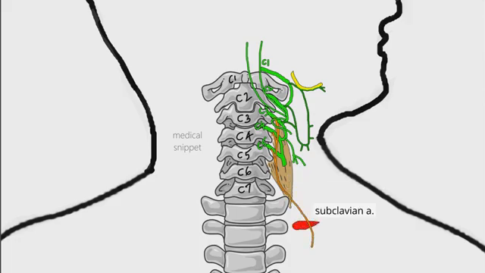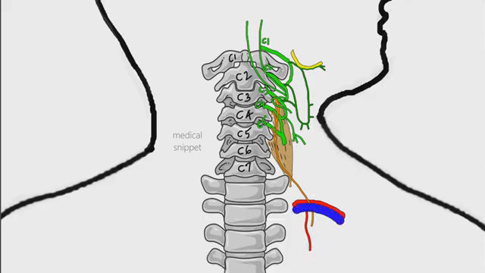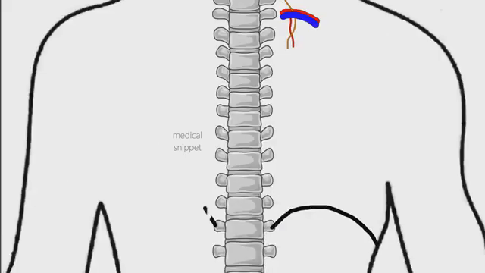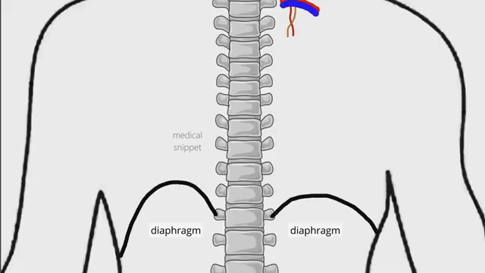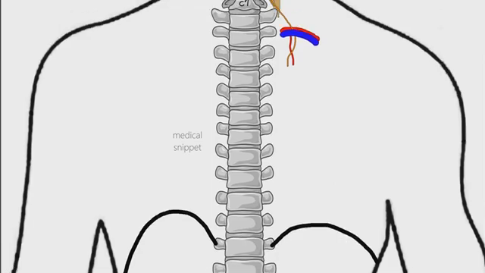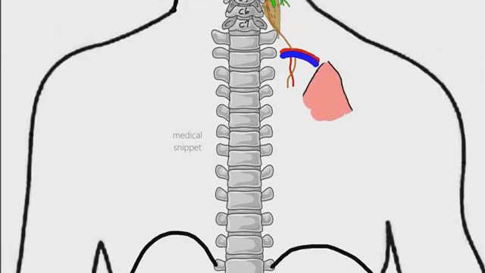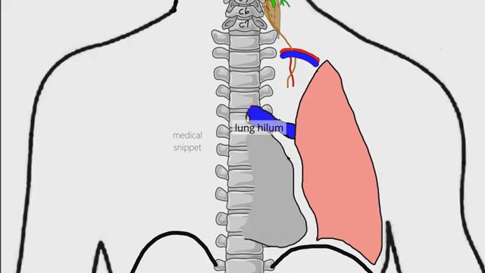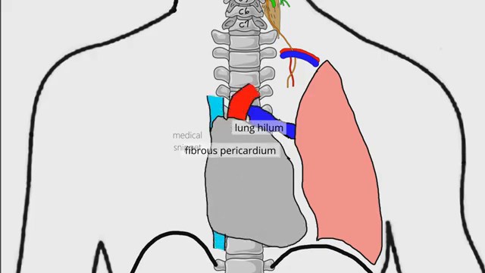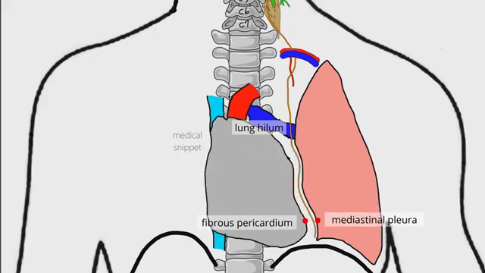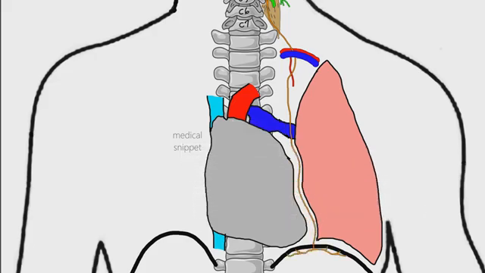It passes anterior to the subclavian artery and posterior to the subclavian vein. The nerve enters the thorax after crossing the internal thoracic artery from lateral to medial side. Then it travels downwards. It passes in front of the lung hilum. It lies between the fibrous pericardium and mediastinal pleura. Then it pierces the diaphragm and supplies it.